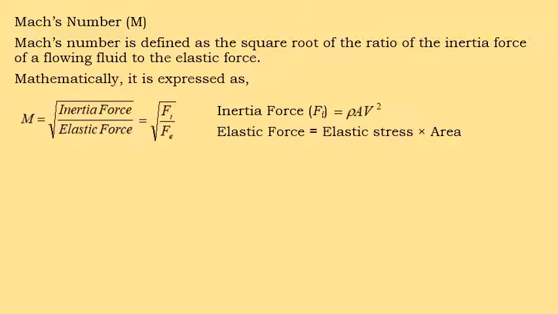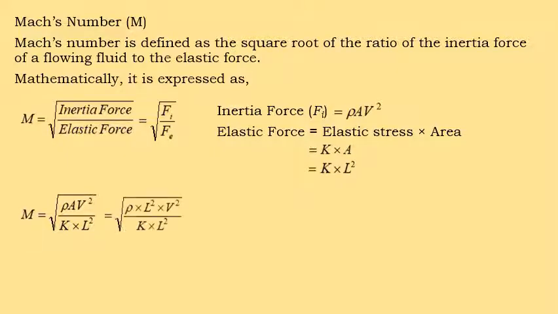The elastic force is given by elastic stress into area. Elastic stress is given by K, into area A. The area we can write as L square. For that reason, elastic force is equal to K into L square. Now substitute those expressions in the Mach number expression: the square root of rho A v square to K into L square. Once again in the numerator, A, the area, we can write as L square, and L square in the numerator and denominator get cancelled.